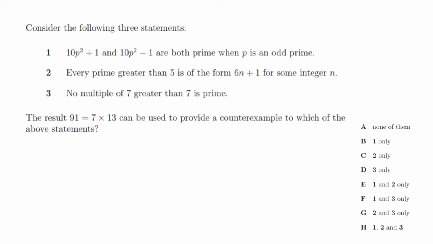Well, 91, can it be written as 10p squared plus 1? Well, yes, it can. If 10p squared plus 1 is 91, 10p squared is 90, p squared is 9, so p is 3. Now that is an odd prime. So I have an example here where we have an odd prime put into this formula, returning a non-prime, where the claim is it'll produce a prime.